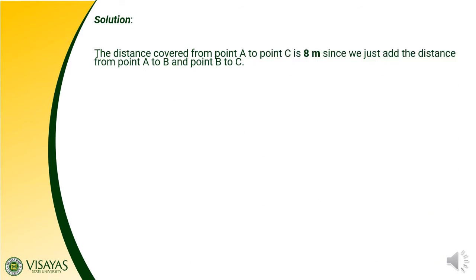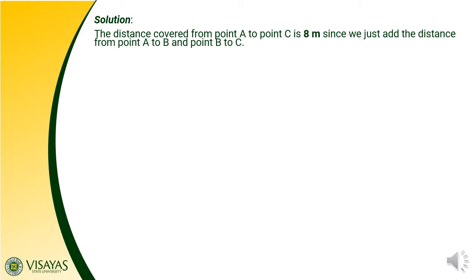Here's the solution for the third problem. As we can see, the distance covered from point A to point C is 8 meters, since we just add the distance from point A to point B and point B to point C. So x is equal to AB plus BC. This will be the equation we will be using to find for distance. So what is this x? X is the symbol for distance. Earlier, the symbol for displacement was delta x. The symbol for distance is x, which is equal to AB plus BC.